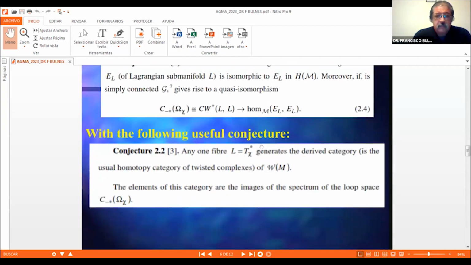And the second conjecture establishes the way of generating the category, the derivative category, which is the homotopic category, where is our Fukaya category. The elements of the category are the images of the spectrum of the loop spaces, because it's symplectomorphisms. This space in the category, the Fukaya category.